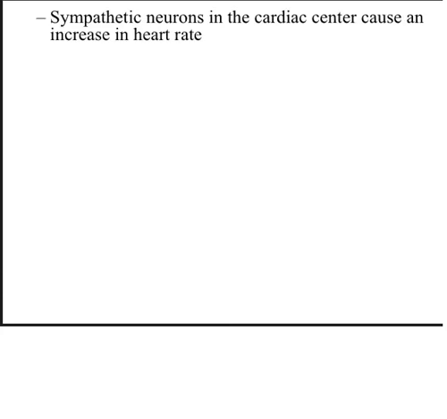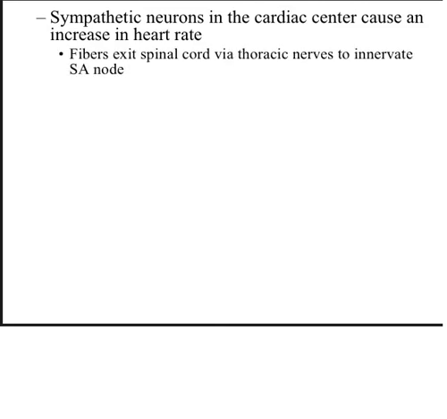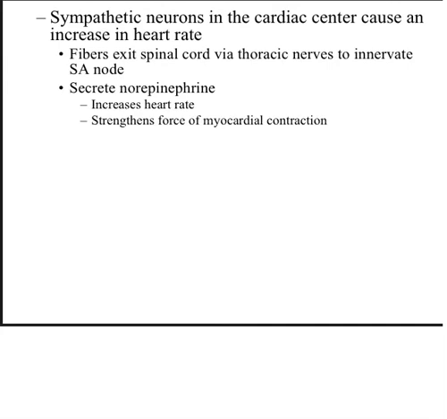Sympathetic neurons in the cardiac center will cause an increase in heart rate. The fibers for this exit the spinal cord through thoracic nerves to innervate the SA node, and they secrete norepinephrine, which is a chemical that's very similar to adrenaline. This causes the heart rate to increase, and it strengthens the force of myocardial contraction. Okay? So this is why I like to call the sympathetic division of the autonomic nervous system your freak out division. Okay? Think about what happens when you freak out, and you'll have a pretty good handle on the effects of the sympathetic division of the ANS. It's also stimulated by physical and emotional stress.